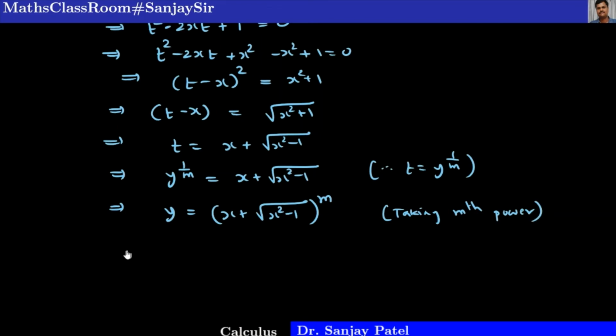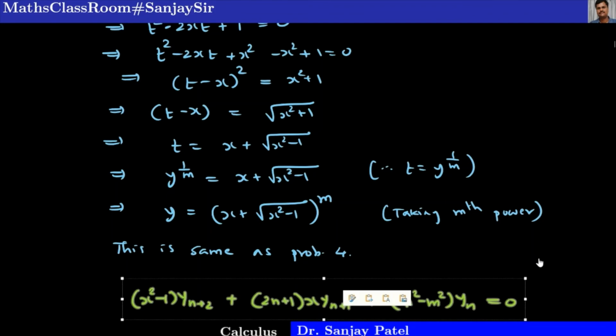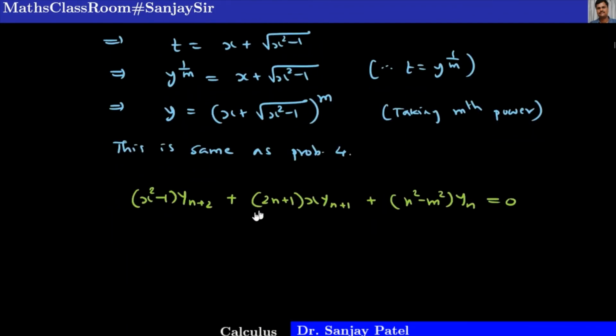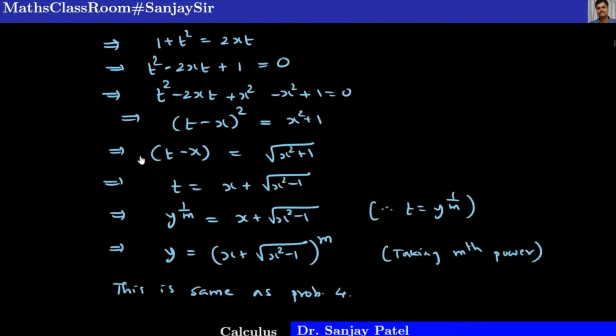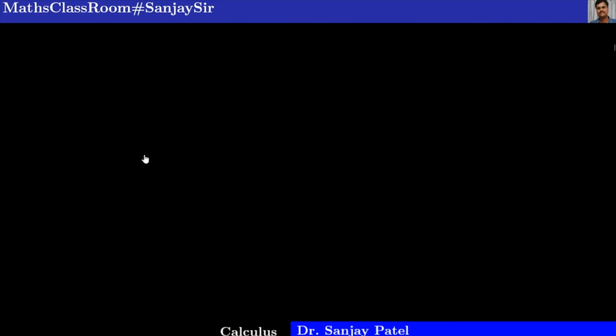So now this is same as problem number 4. The solution is already there. It is the same thing. Using this, we can prove that x square minus 1 into yn plus 2. We have already discussed the solution. So this problem is also solved. There is another problem which can be converted into problem number 4, so let us solve that also.